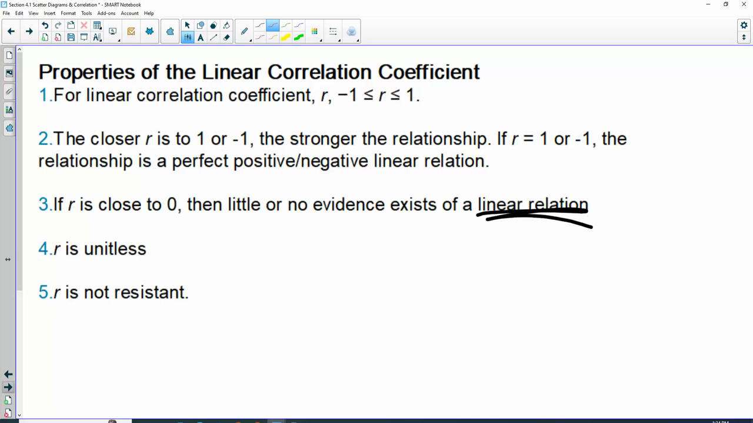And the last thing, it is not resistant. Do you guys remember what resistant means? Doesn't matter if there's a super huge number, it doesn't care. If it's not resistant, that means if you have a really big or really small number, it is really going to throw off our R. Okay, so it is easily swayed by the outliers. It cares a lot. Well, you gave me what resistant meant. This one is not that.